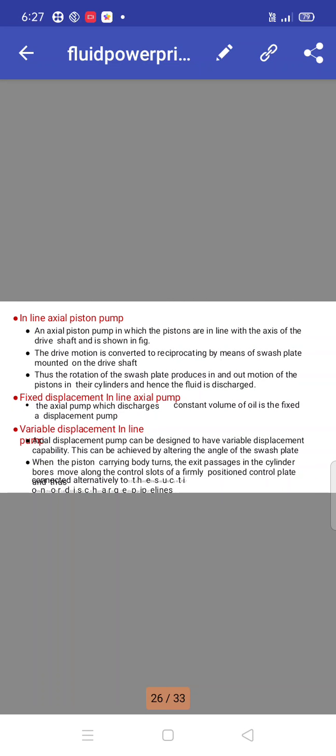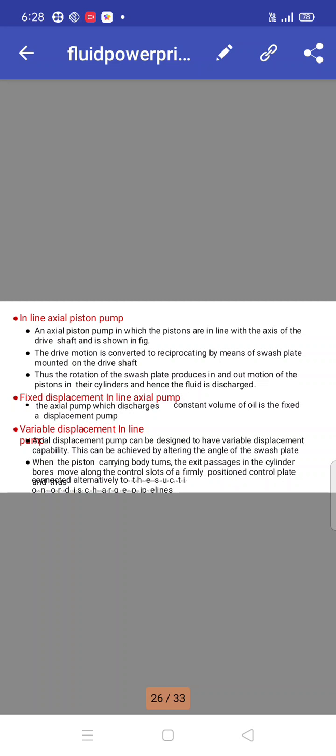Inline piston pump. An axial piston pump in which the pistons are in line with the axis of the drive shaft. The drive motion is converted to reciprocating by means of a swash plate mounted on the drive shaft. Thus, the rotation of the swash plate produces in and out motion of the pistons in their cylinders, and hence the fluid is discharged. A fixed displacement inline axial pump. The axial pump discharges a constant volume of oil and is a fixed displacement pump.